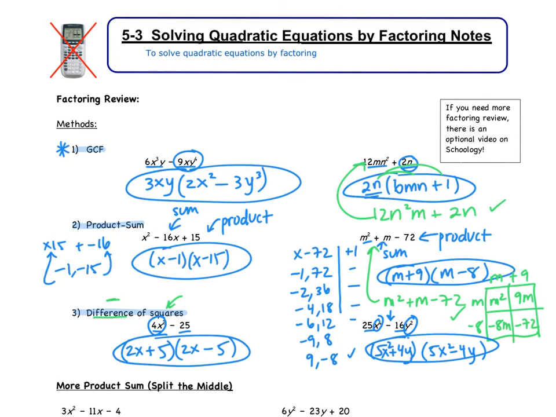That was a very quick review on GCF, product sum, and difference of squares. This is something that you did see in Algebra 1, you might not remember it though. I will tell you, there is an optional video on Schoology if you want some more factoring review. So if this was too quick for you, please go check out that optional video on Schoology.